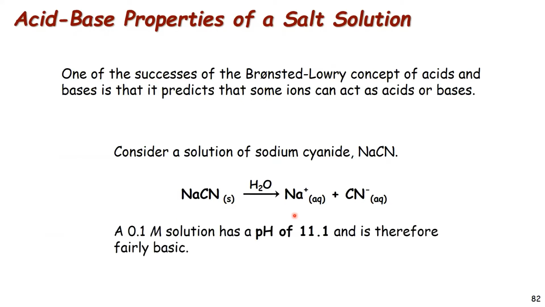Now, a 0.1 molar solution of sodium cyanide actually has a pH of 11.1, so it's fairly basic. But we wouldn't recognize sodium cyanide as being either an acid or a base. In fact, we would classify it as a salt. But this salt is obviously acting as a base since it is increasing the pH above 7.